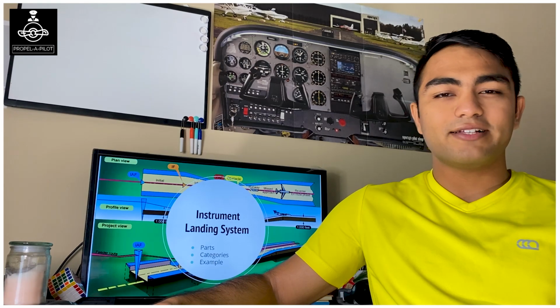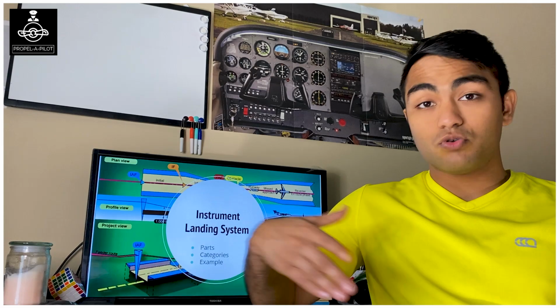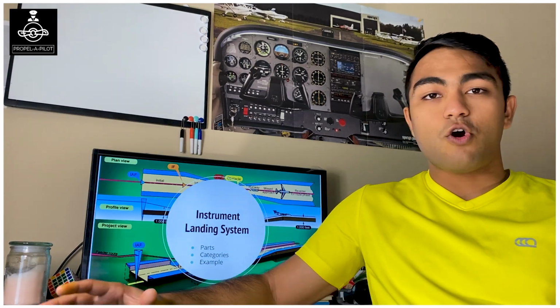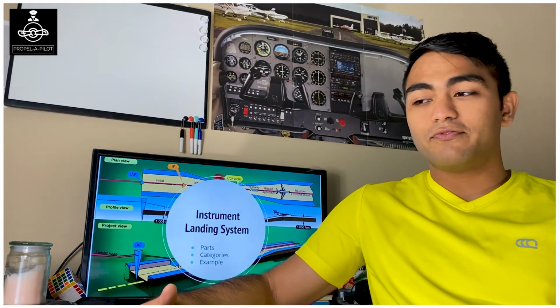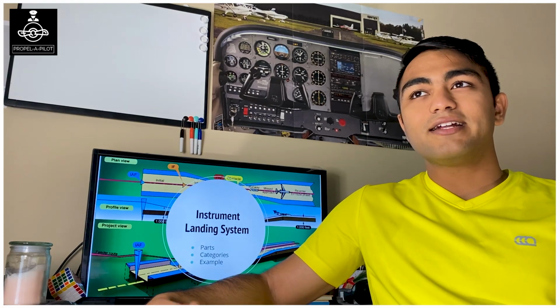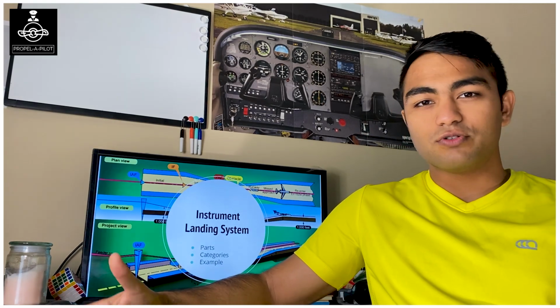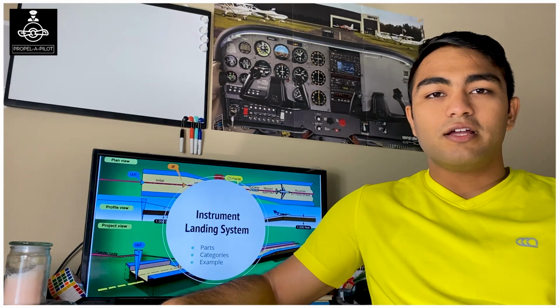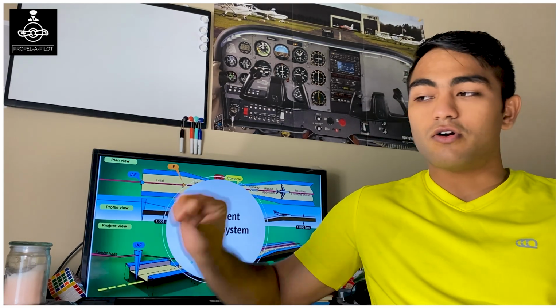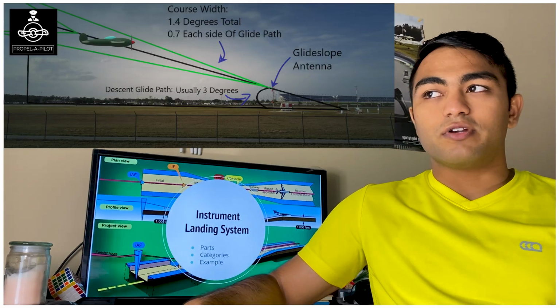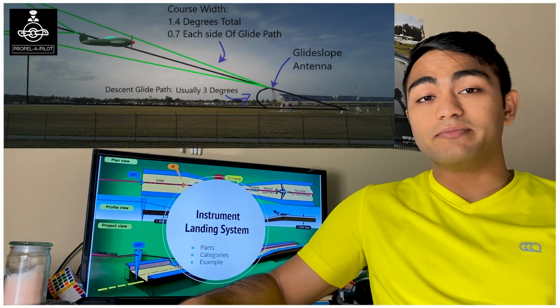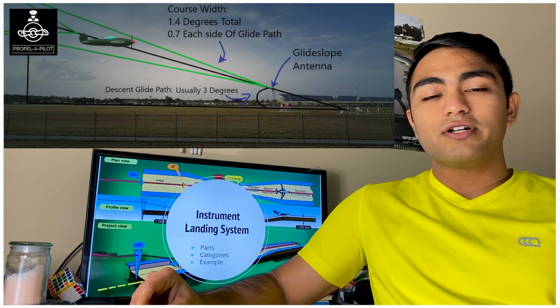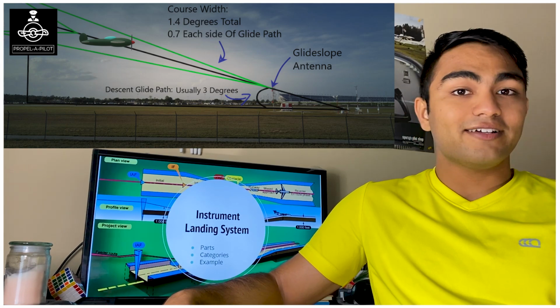The glide slope is placed somewhere around 750 to 1200 feet from the approach end of the runway and offset 250 to 650 feet from the runway centerline. Basically, it is placed near the touchdown zone somewhere close to the runway. It transmits a glide path or a beam of 1.4 degrees wide vertically. So take a look at this figure. This is the glide slope beam that it emits. 1.4 degrees is the course width of the glide slope.